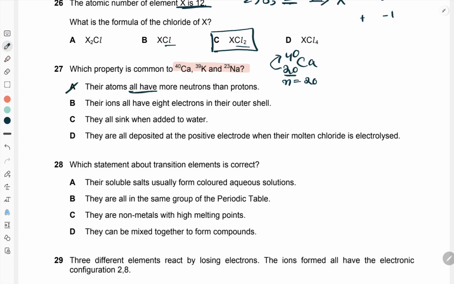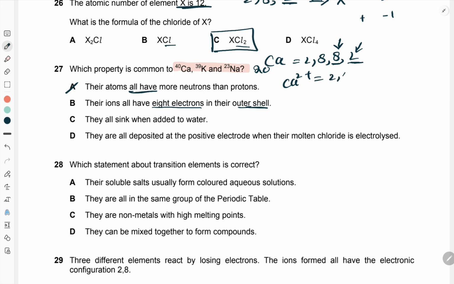Their ions all have 8 electrons in their outer shell. So let's see whether their ions do have 8 electrons. So calcium is 20. So an ion will form when it loses or gains. So calcium has 20. It will lose 2 electrons, and now the ion would be calcium ion, and calcium ion does have 8 electrons.